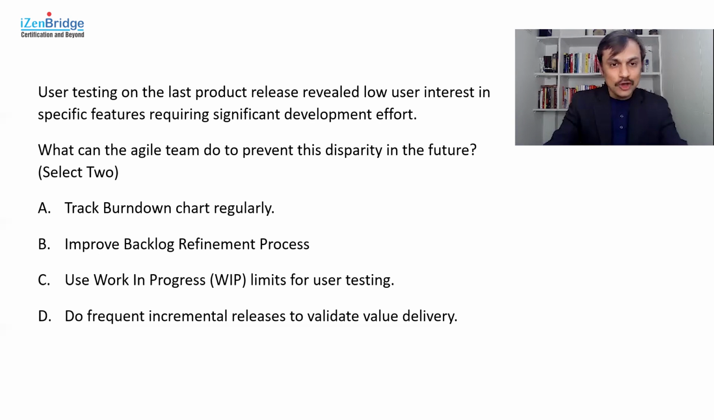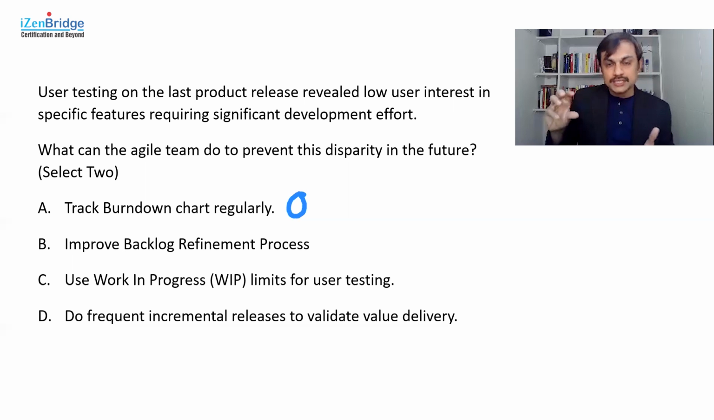Okay, so let's look at these options one by one. Track burn down chart regularly. So by tracking the burn down chart regularly, what can you achieve? You can probably detect if there is a deviation in the agreed release plan or in the agreed sprint plan or iteration plan. So you have an iteration plan in place and you are tracking the burn down chart to ensure that we are as per the plan. Now, ensuring that you are as per the plan for delivering the deliverables may not ensure that you are delivering something which will get liked by the end users.